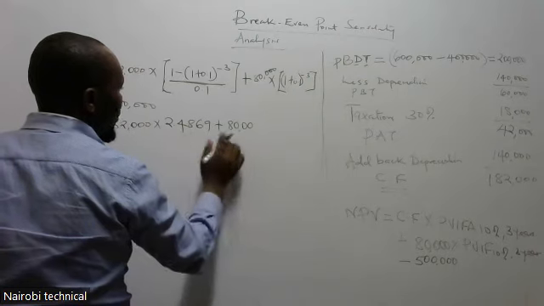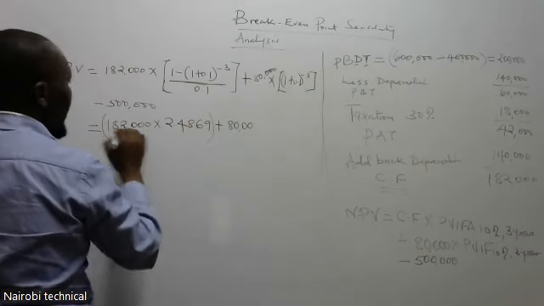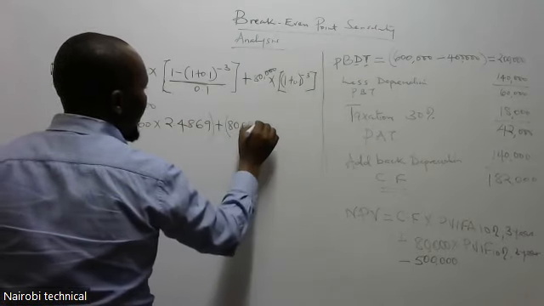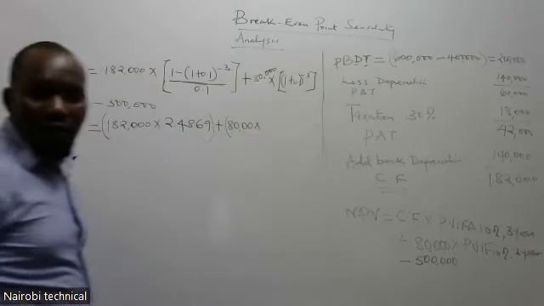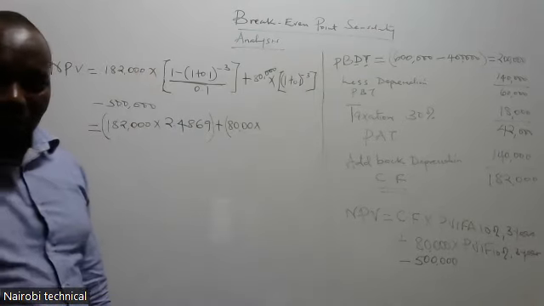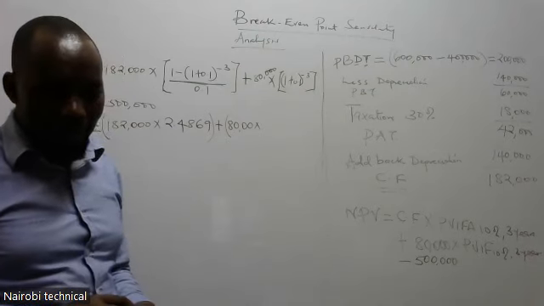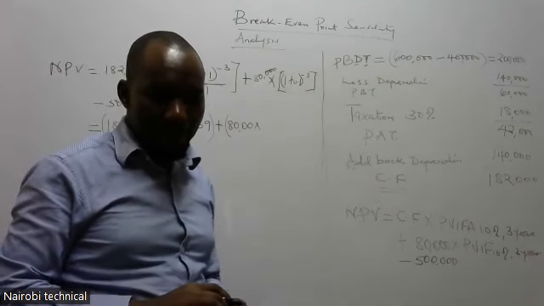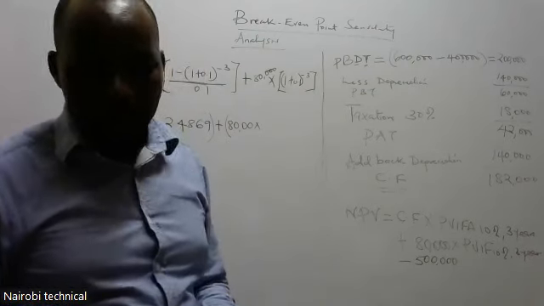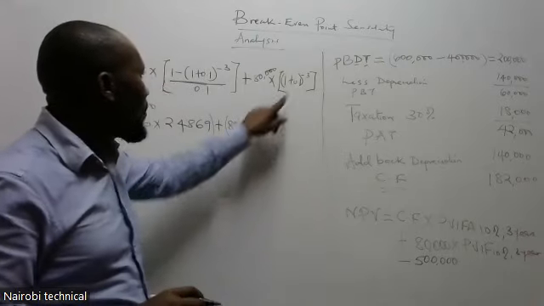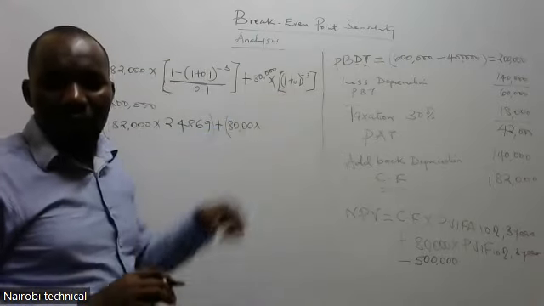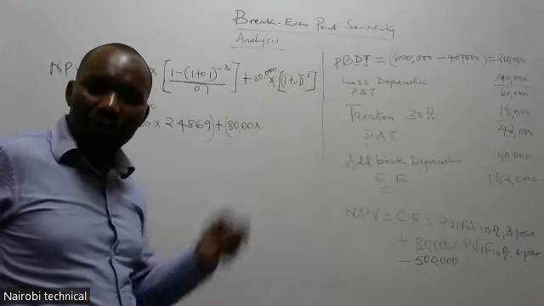Hizi ni pesa zote tumepata. So this one will be like that. Then this one will be this times. The second one is how much? What is the value of the second one? Hii ni ngapi? Should be 0 point something.